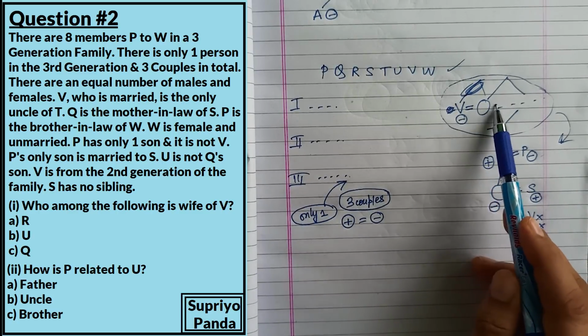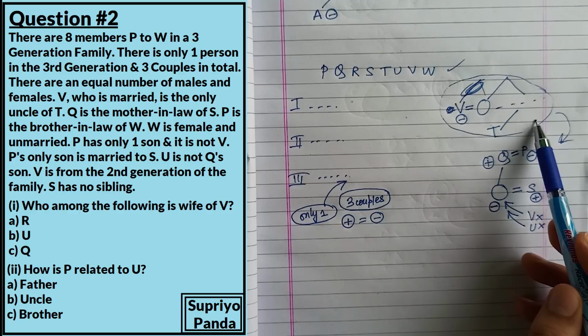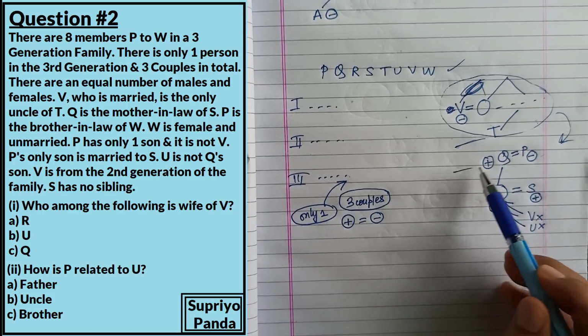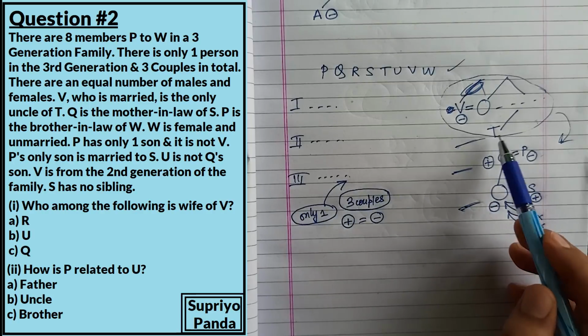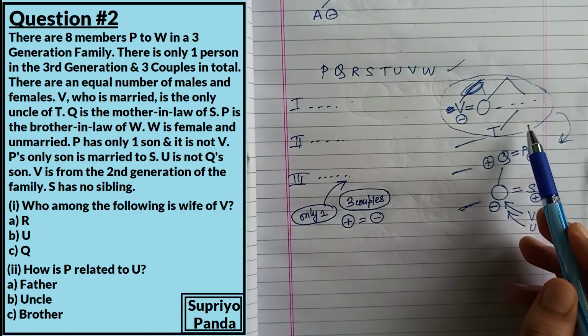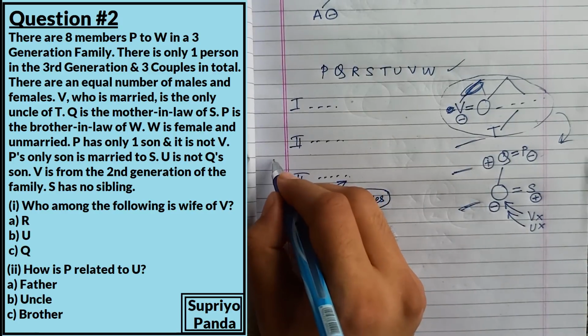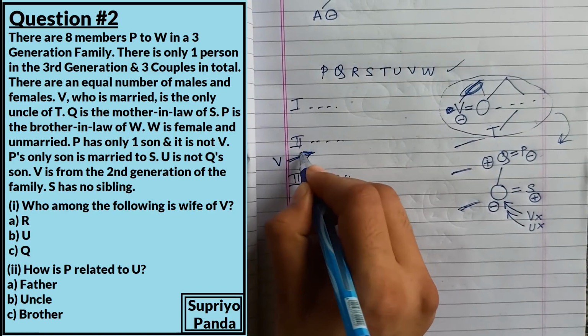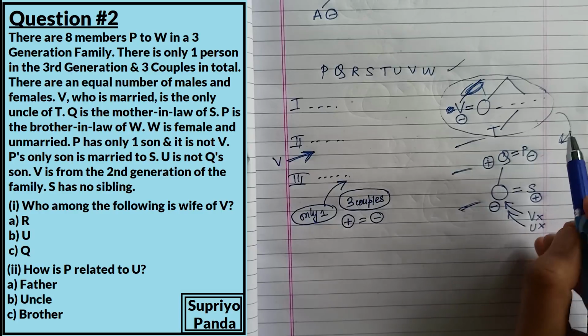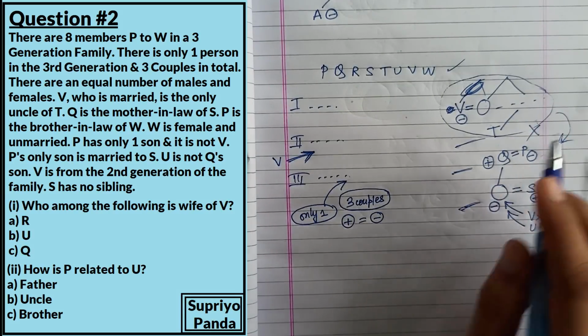Let's say that V, we are going to fit over here first. Now, can we fit over here? Just think of these as different generations. So can we fit V over here? No, we cannot fit V over here. Why? Because we have been told that V is in the 2nd generation. So we cannot fit V over here. Okay, fine.